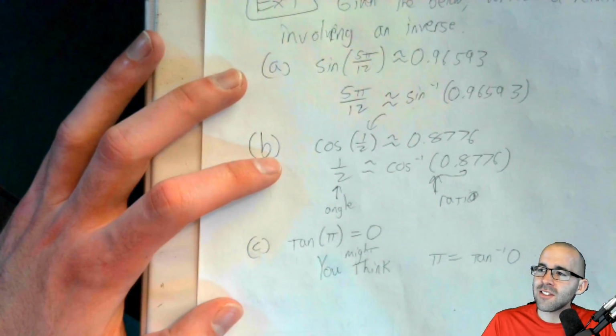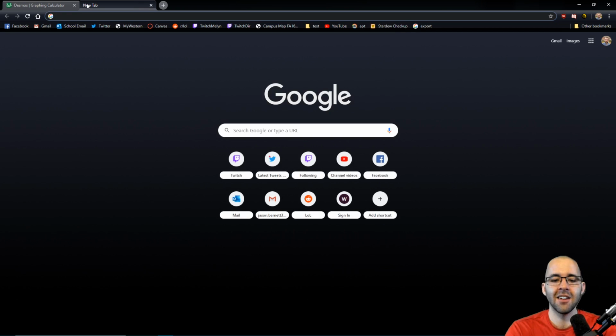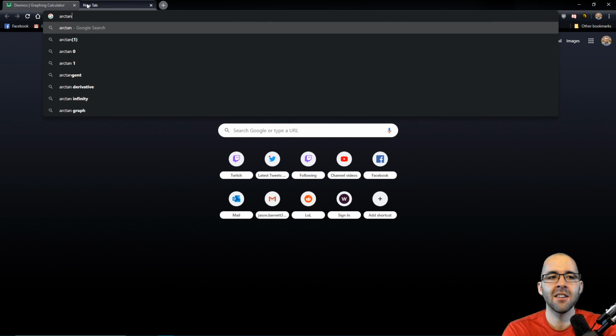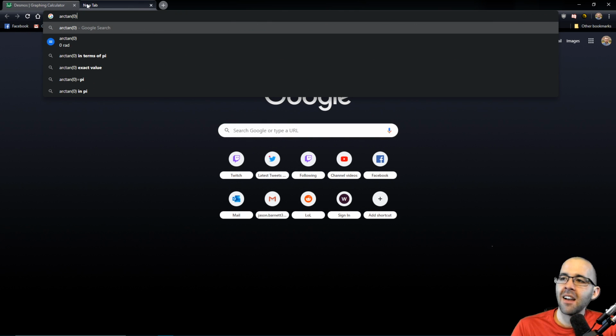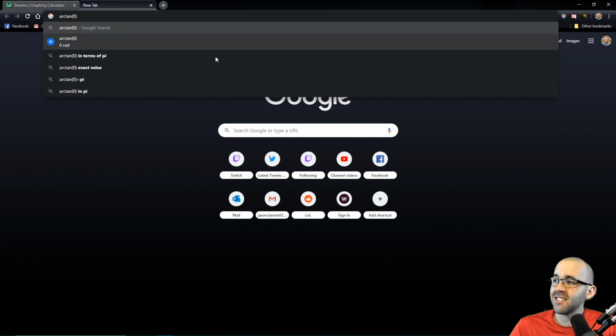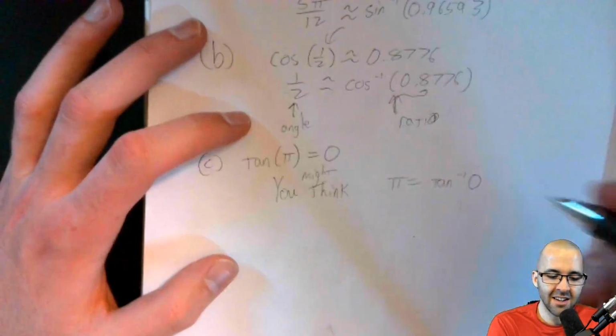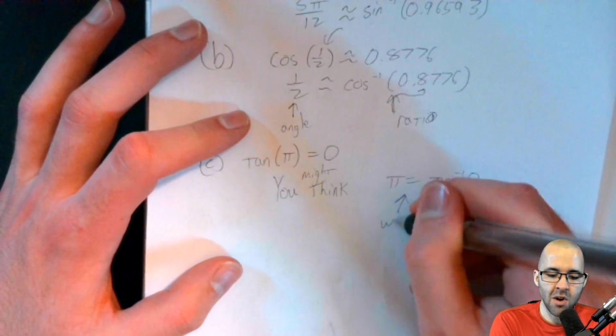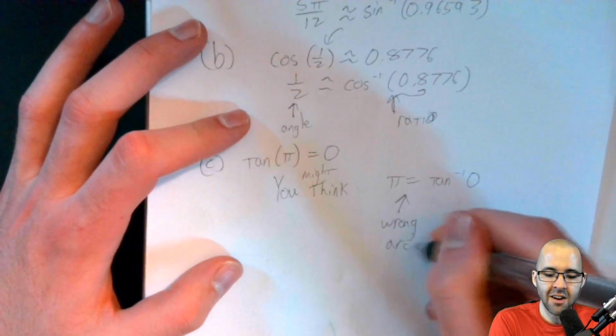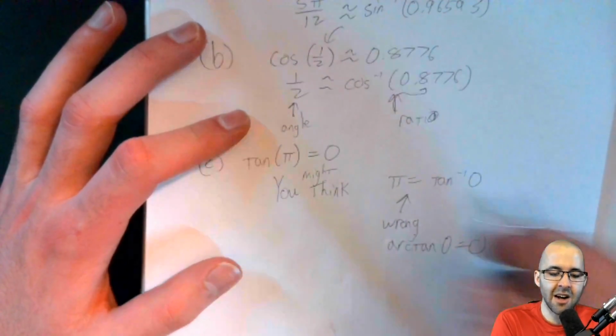But let's consult a calculator. What is the arctan of 0? Arctan of 0 is not pi. The arctan of 0 is actually 0. Okay? This is wrong. The arctan of 0 is actually 0, not pi.